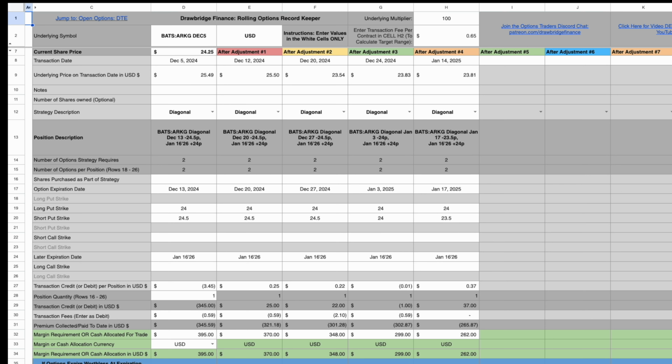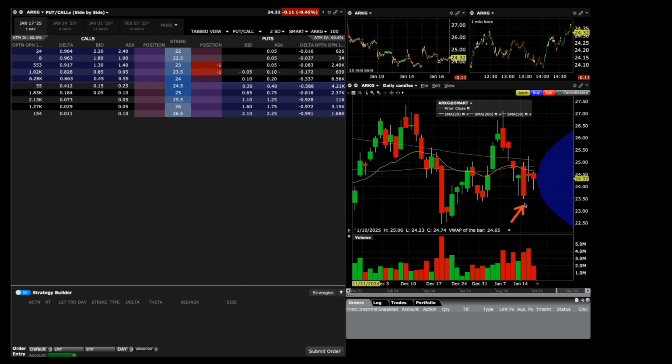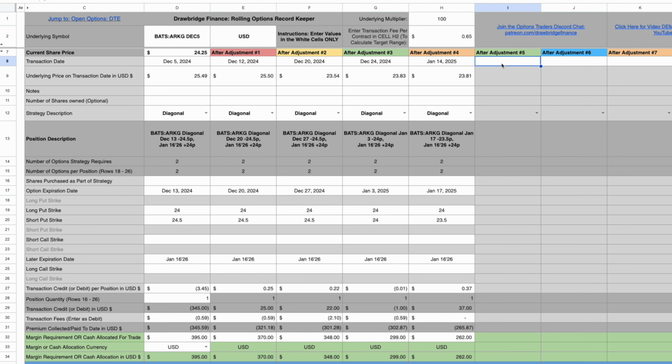So I'm going to go over to my brokerage. I'm going to load up ARKG in the platform and you can see where we're trading here. I could choose either the 23.50 or the 24 put, basically looking for my profit to be around there. So I want to roll this out. So I'm going to start by putting in the date I'm going to roll it out. The current price is 24.11.